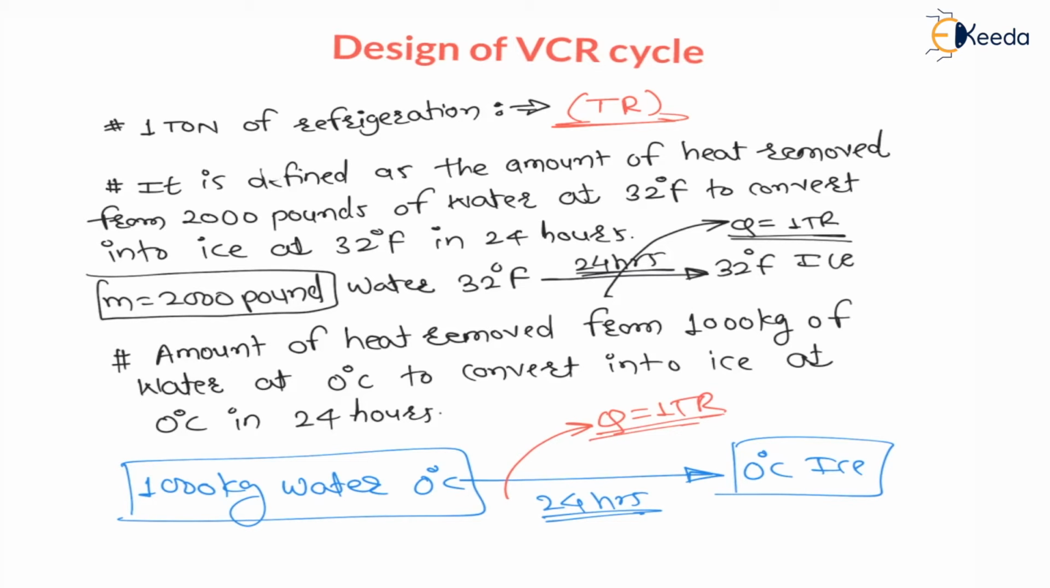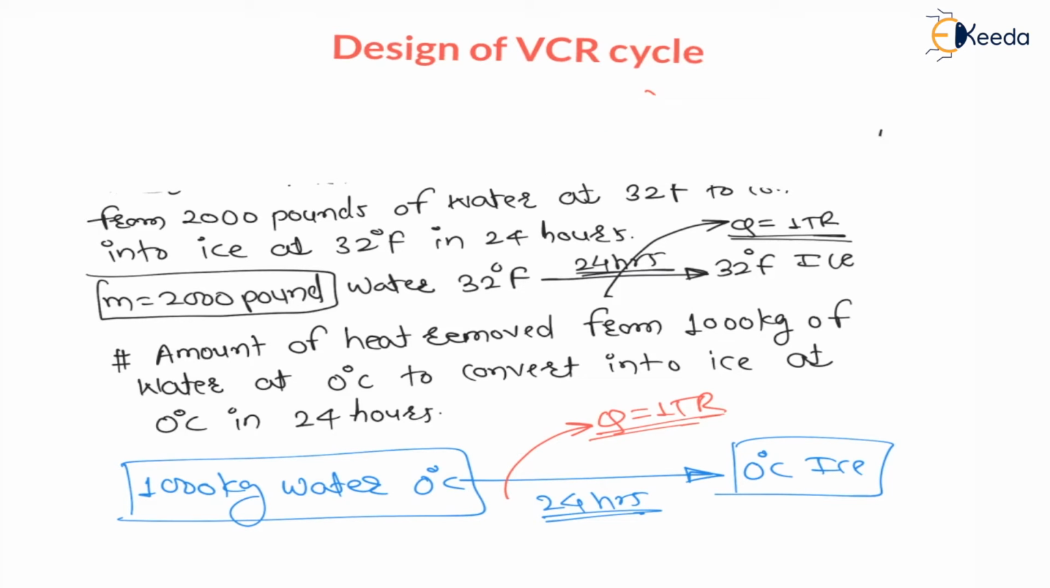refrigeration. And my dear students, if I want to convert this 1 ton of refrigeration into kilowatt, then 1 ton of refrigeration is nothing but 3.517 kilowatt. Remember this, very important from the competitive exam point of view, right? 1 ton of refrigeration is nothing but 3.517 kilowatt.